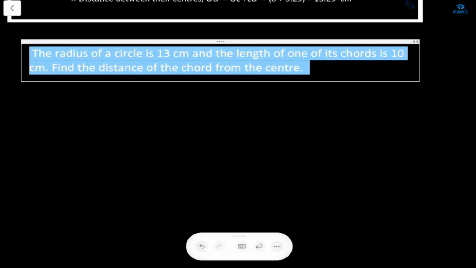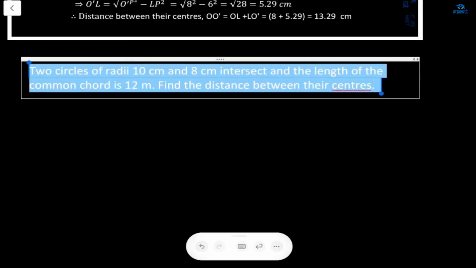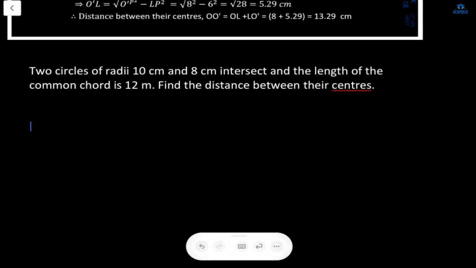Okay, so the question is: two circles of radius 10 centimeter and 8 centimeter intersect, and the length of the common chord is 12 centimeter. Find the distance between the centers. So how are we going to draw the diagram of this? First of all, it is telling two circles of radius 10 centimeter and 8 centimeter intersect, and the length of the common chord is 12.